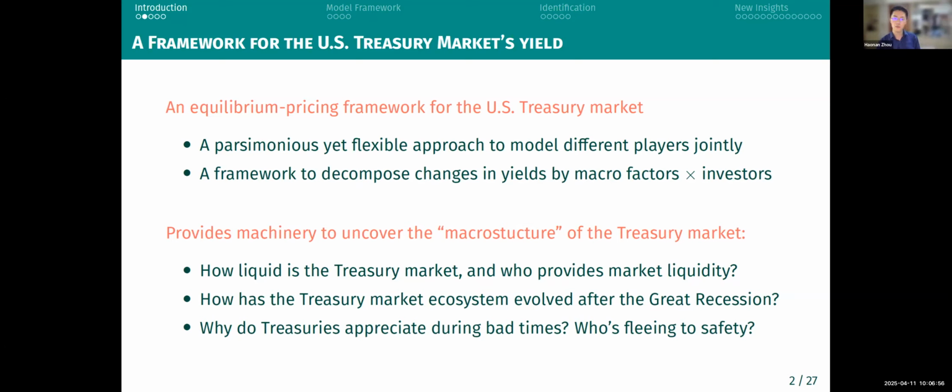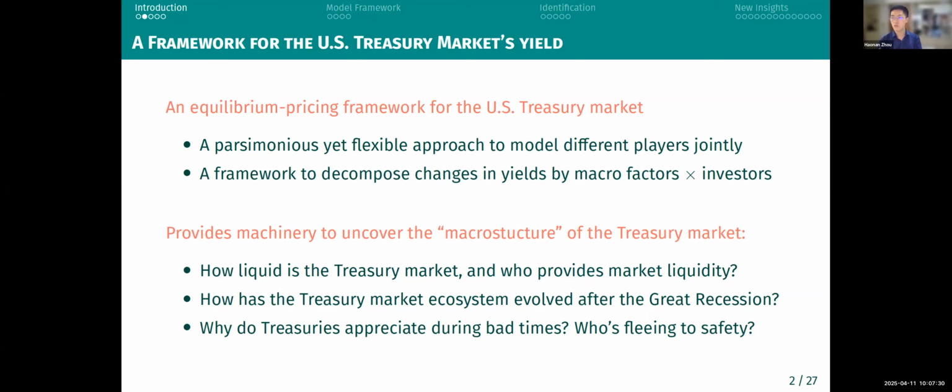So this is something that we can very clearly tell you. And also, once we estimate these kinds of models, we can potentially provide some insights into the so-called macro structure, or the aggregate workings of the Treasury market. So we can answer questions such as, how liquid is the Treasury market? If I throw $100 billion into the market from another market, what is going to be the price impact? And who are the guys that are actively stepping in to provide market liquidity when Treasury prices drop?